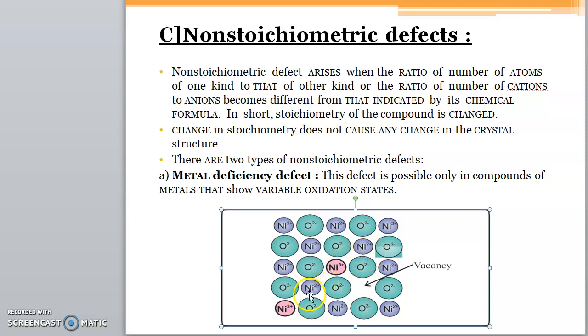So 1, 2 and 3 Ni2+ are removed, and 2 Ni3+ ions have occupied these two positions, and the third one is kept vacant. So there is a vacancy that is created over here. So that's why there is a metal deficiency defect caused because of a metal that has variable oxidation state. Because there is a vacancy here, that's why it is a metal deficiency defect.